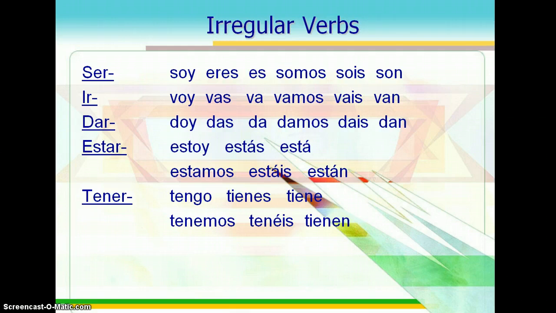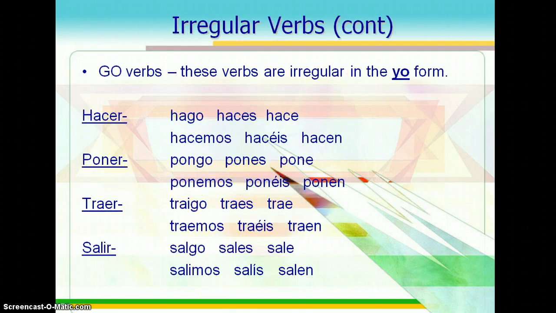Notice the accents with estar. That's really important. Tener: tengo, tienes, tiene, tenemos, tenéis, tienen. Again, pause as you need if you're going to be taking notes on any of this information. Tener is another special verb. It's part of those go verbs that we talk about. Go verbs are those verbs that are irregular only in the yo form.